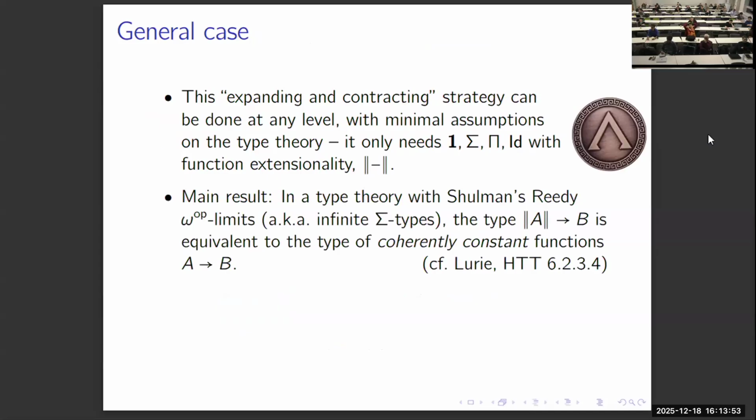Okay, but now here's the issue. If we want to do this in full generality, so we don't just assume that B is a one type, but we don't assume anything on B, it still would work, but we would have to do this infinitely many times, and we can only do this if we have some notion of infinite sigma types, which Mike Schulman introduced as really omega op limits. And they are similar to, I think, Hickman's very dependent types. So if you have some feature like this, then you can do this in your type theory.